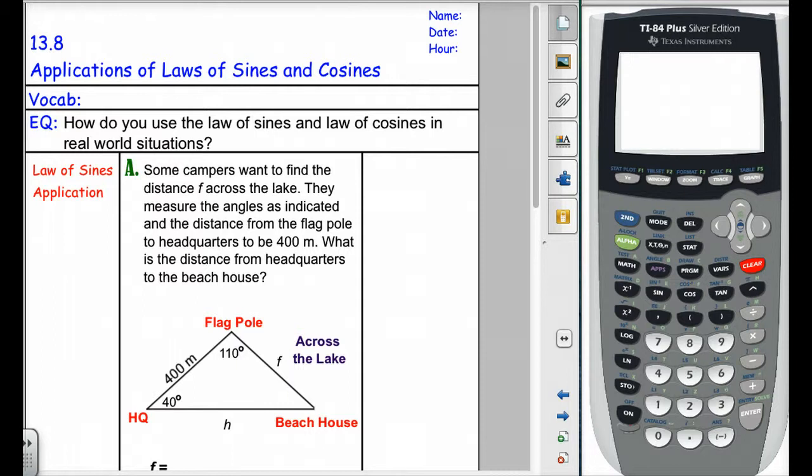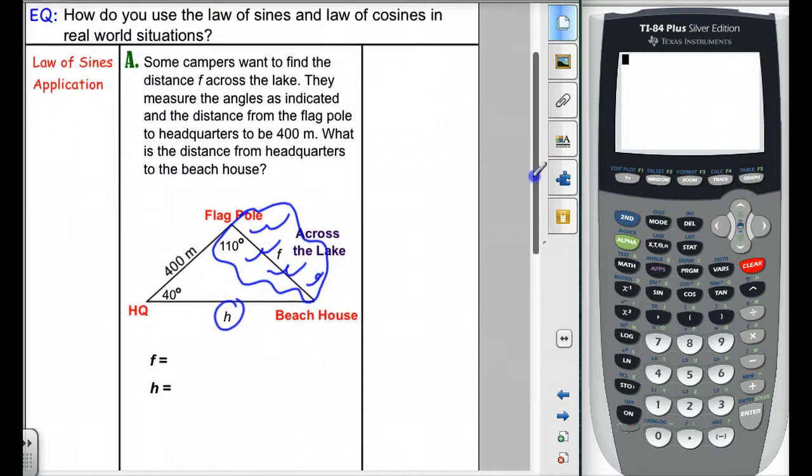And so if it helps you, we can decorate this by making a pretty blue lake so you can get the idea. And the measures of the angles as indicated, and the distance from the flagpole to headquarters to be 400 meters. So the angle between headquarters to the flagpole to the beach house is 110, and from the flagpole to headquarters and then to the beach house is 40. Now, what is the distance from headquarters to the beach house? So that is this. And so we want to find both F and H.